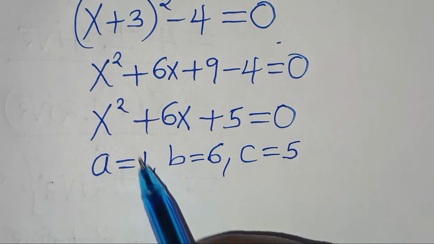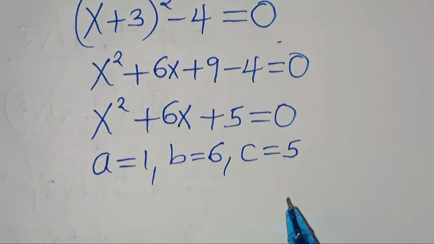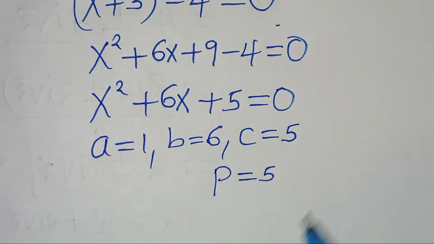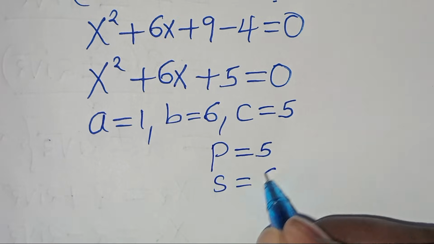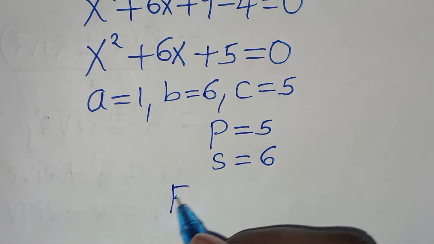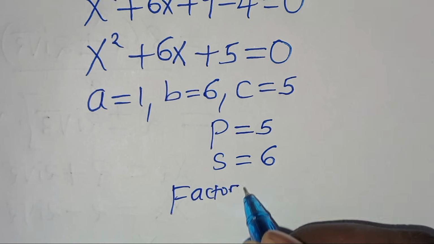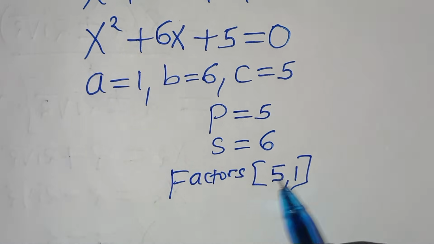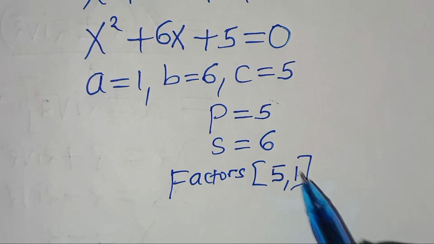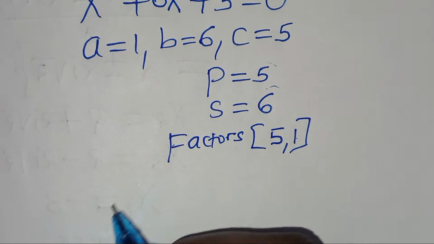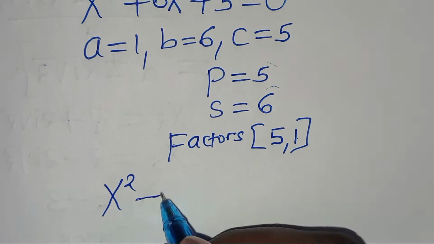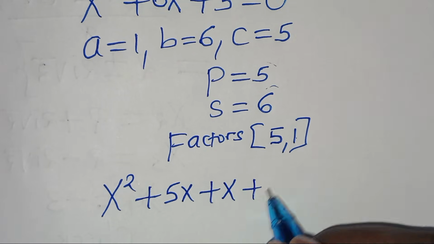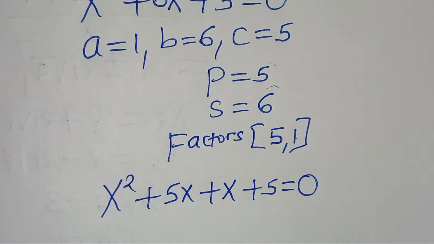We can solve this quadratic equation by the factorization method, where the product is equal to 5 and the sum is equal to 6. Let's identify two factors here: 5 and 1. 5 times 1 is 5, and 5 plus 1 is equal to 6. So we have x to the power of 2 plus 5x plus x plus 5 equal to 0.